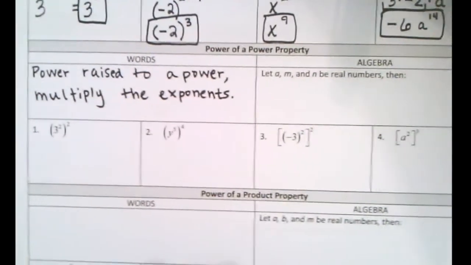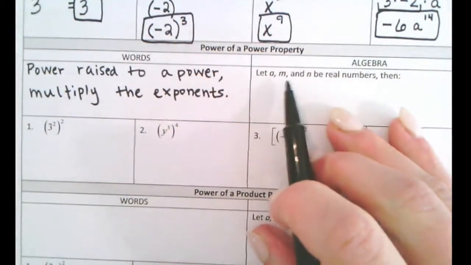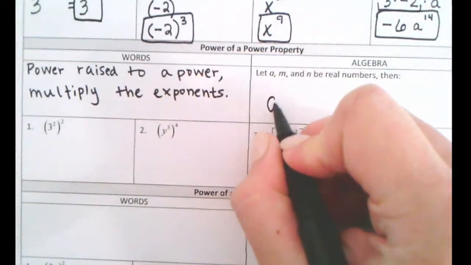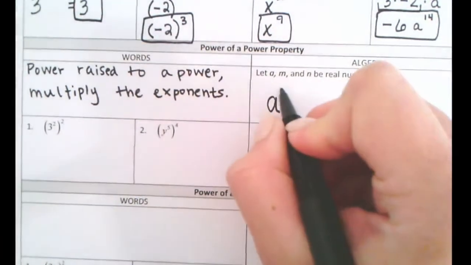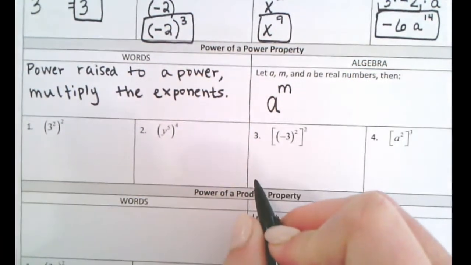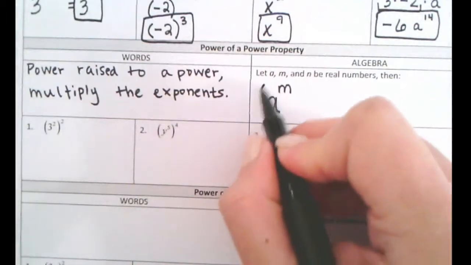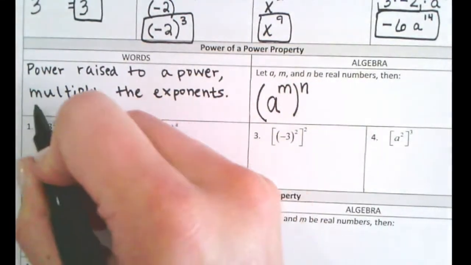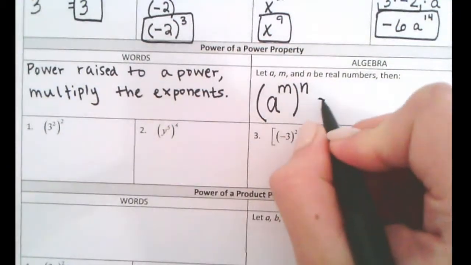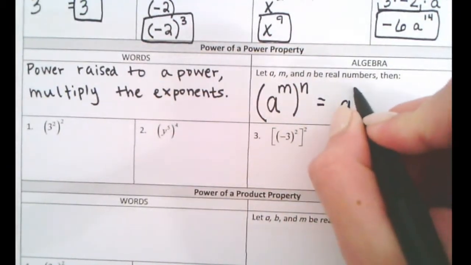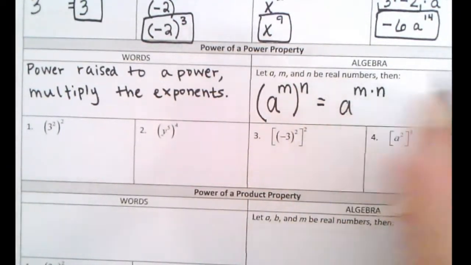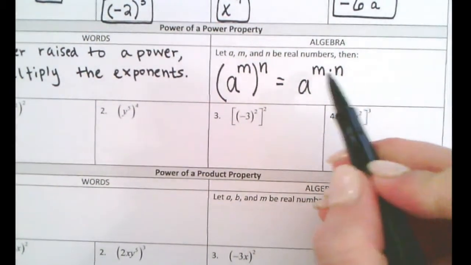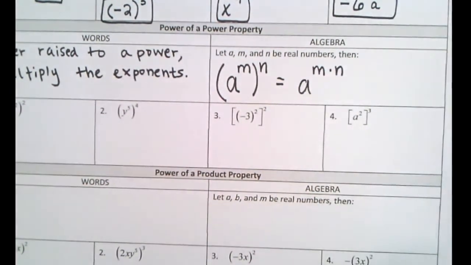So for this one, I have a, m, and n for our real numbers again. If I had the base a raised to the power of m and raised to another power of n, I'm going to multiply the exponents as a raised to m times n. When we have actual numbers here, we will multiply those out.